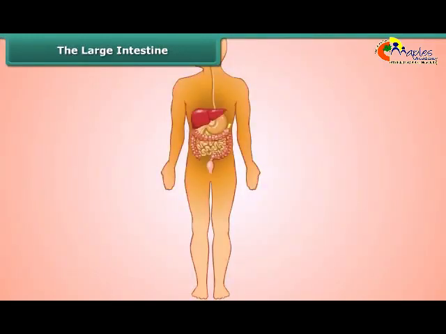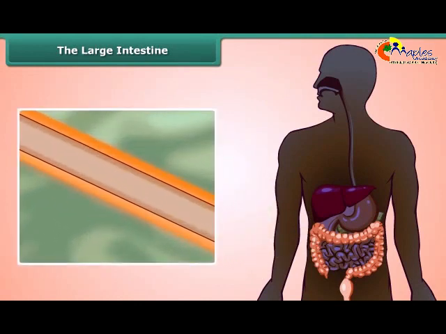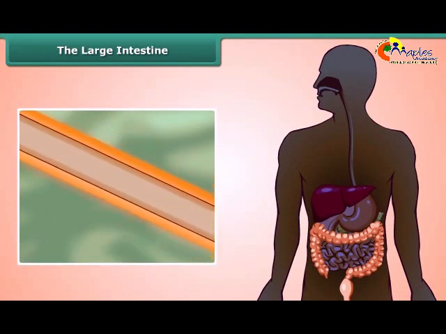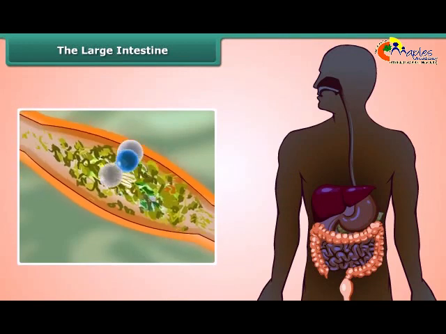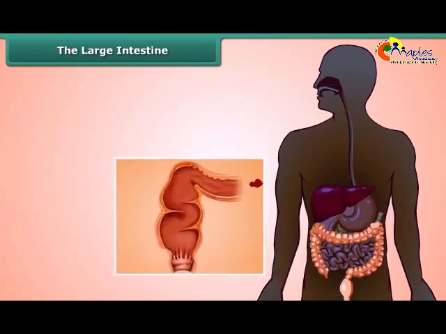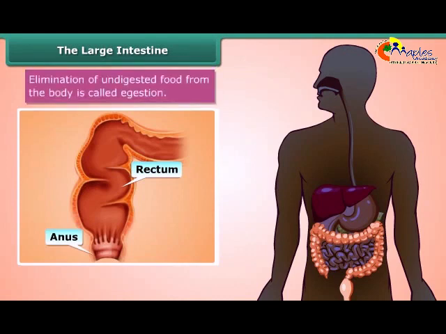When chyme gets into the large intestine, it absorbs most of the water and some salts out of the undigested food. This step is important because recovering water keeps us safe from getting dehydrated. Once most of the water is gone, solid waste moves to the last part of the large intestine called the rectum, and the fecal matter is removed through the anus. This is called egestion. So, this way the human digestion completes.